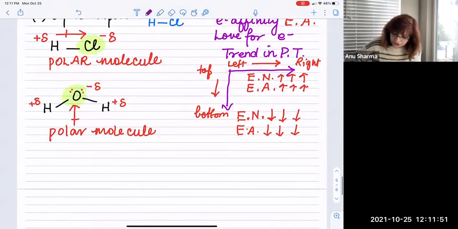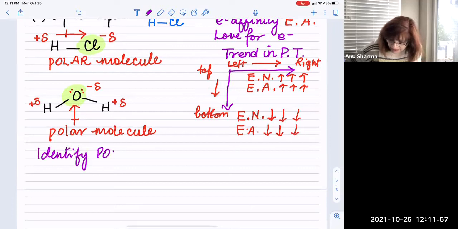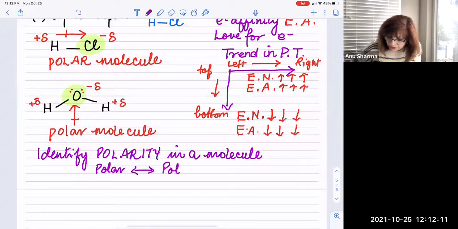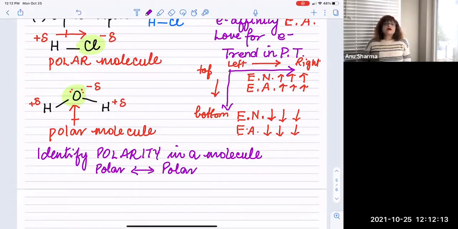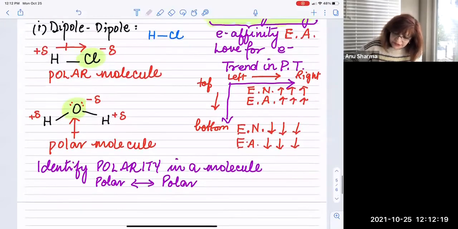So always make sure you identify the polarity in a molecule, and we already covered that in the previous chapters. If it is polar, it is going to dissolve in a polar solvent. So polar and polar are going to mix. Okay, that's one piece.